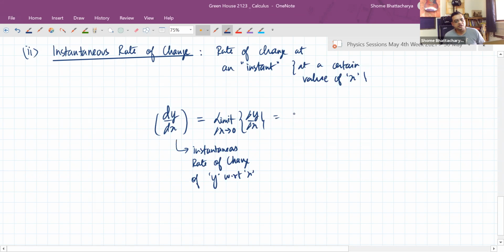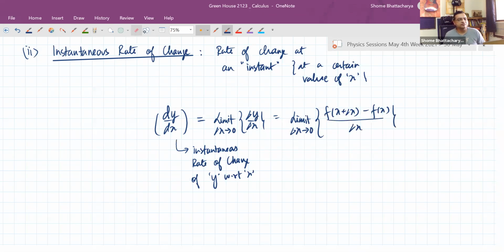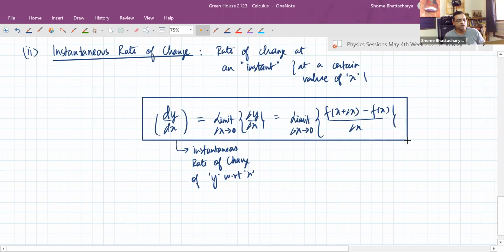Or further, this is written in the definition as limit delta x tending to 0, f of x plus delta x minus f of x divided by delta x. So this thing is the definition. Although we don't use the definition to calculate rate of change, we use a process called differentiation, which directly gives us this rate of change. So this is the definition of instantaneous rate of change.